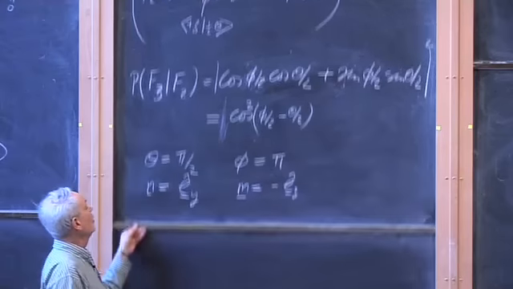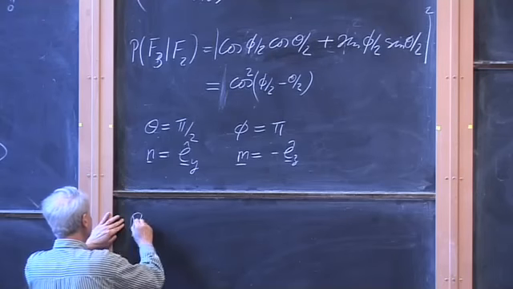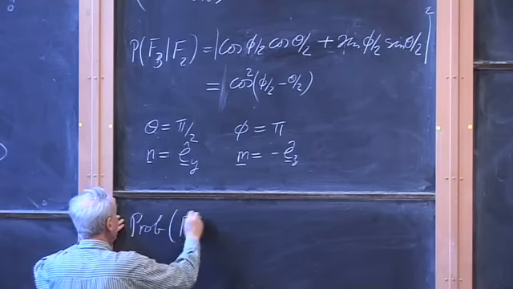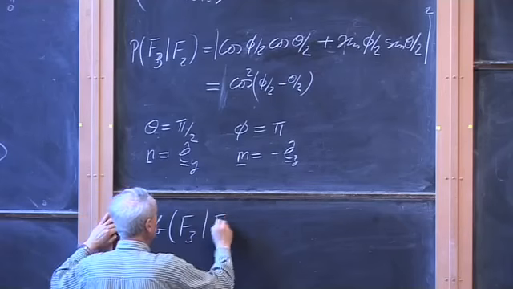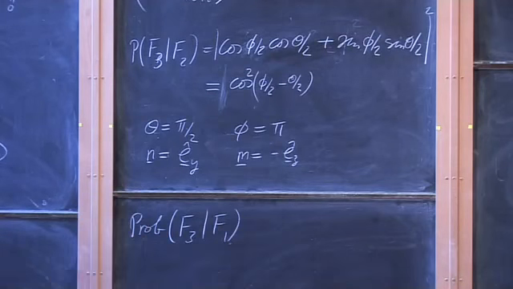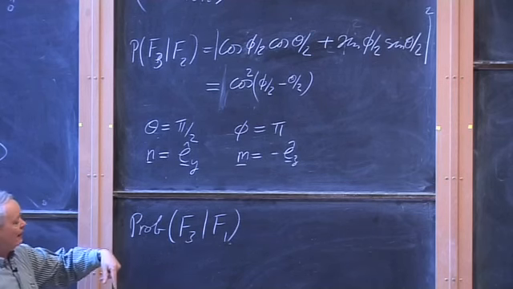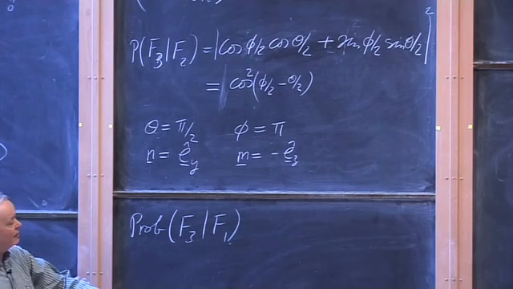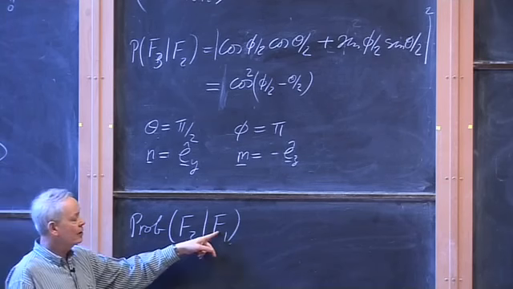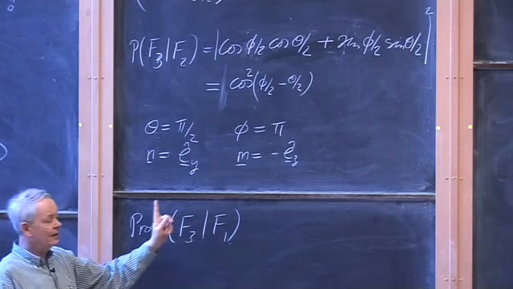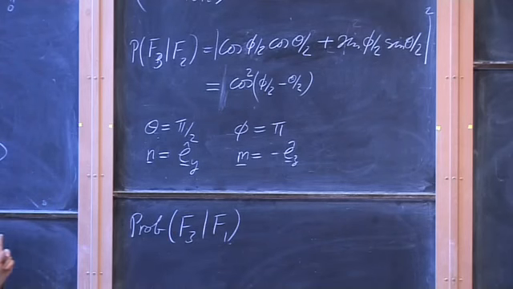So what's the probability of passing F3 given that you passed F1? That's the same as the probability, what that is physically, is the probability of eventually having your spin being measured to be in the minus z direction, given that as you emerge from F1, you had your spin in the plus z direction, right?